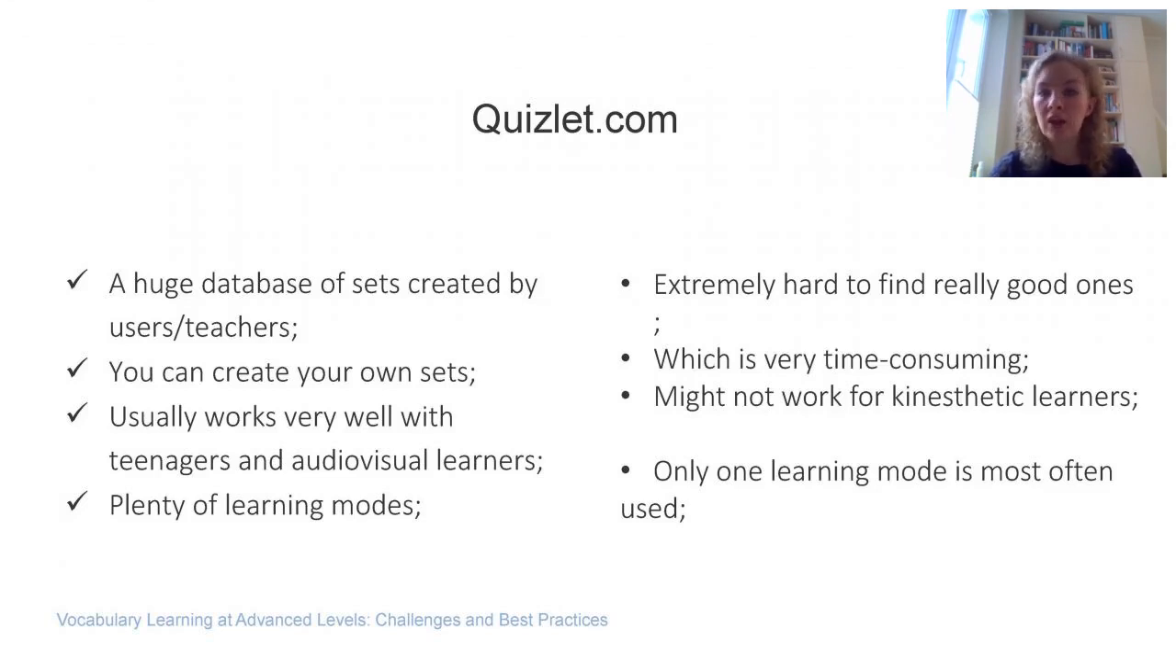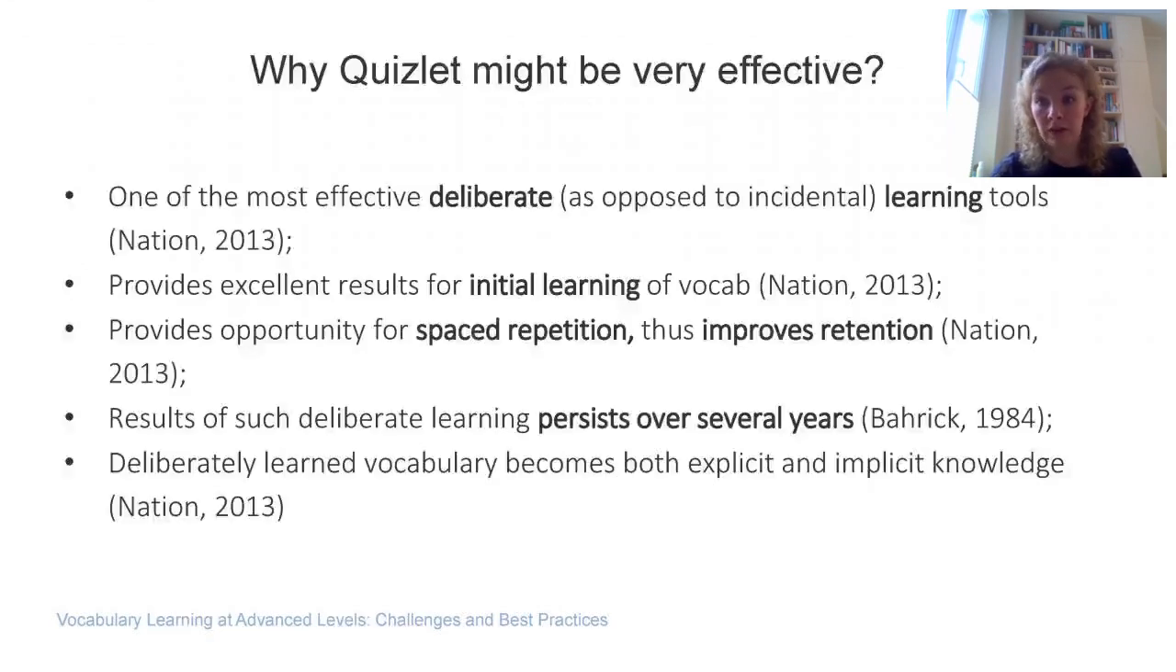Okay, why Quizlet might be very effective, and there's solid research confirming that this is a really valuable and good thing to do. This is one of the most effective deliberate learning tools as opposed to incidental. So incidental is when you just learn something by chance, and deliberate is when you do and learn it. It provides excellent results for initial learning of vocab.